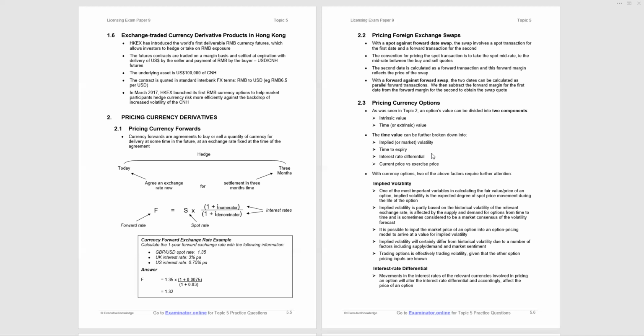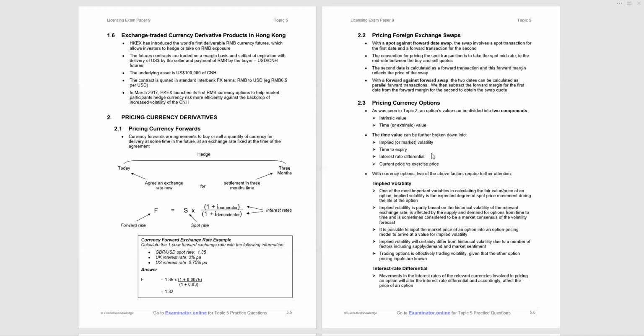2.3, pricing currency options is very similar to pricing normal options, stock options, index options, and we know that they're made up of the intrinsic value and the time value. And the time value can be broken down into a number of elements that you've seen before. However, interest rate differential is one of the factors. That's the interest rate differential between the two currencies.